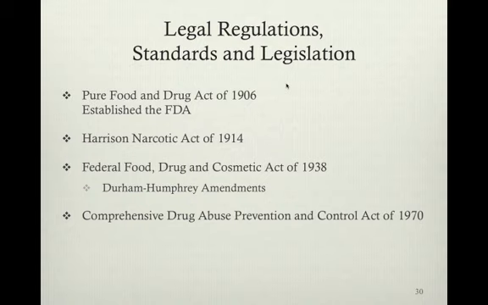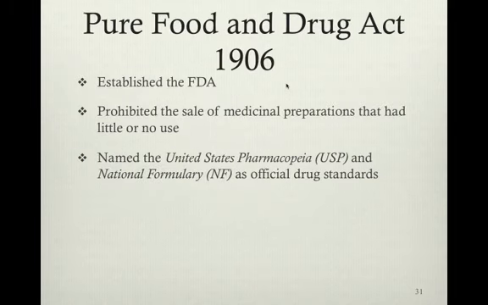And then the Comprehensive Drug Abuse Prevention and Control Act of 1970 supersedes all other narcotic acts, classified drug potentials for abuse, and no acceptable medical usefulness. So this classified them as this does have some medical uses, this does not have medical uses, and so on. Pure Food and Drug Act of 1906, talked about that, established the FDA, prohibited the sale of medicinal preparations that had little or no use, named the United States Pharmacopoeia, USP, and National Formulary as official drug standards.